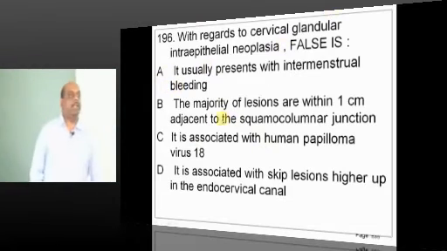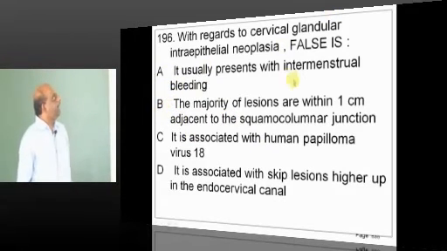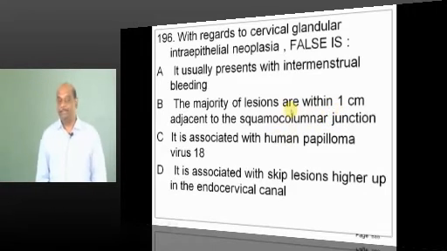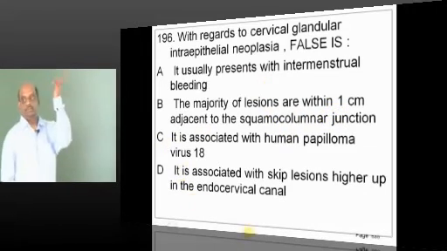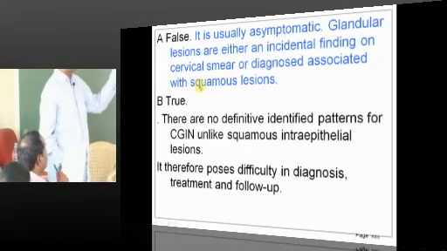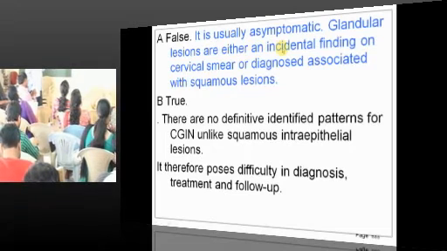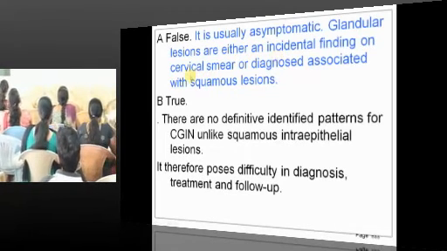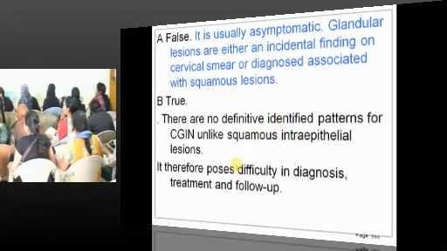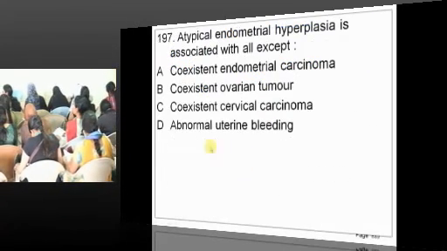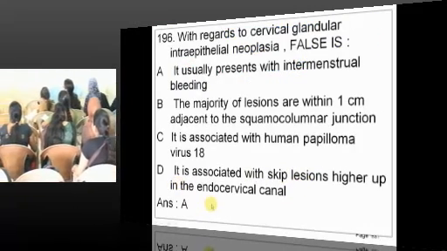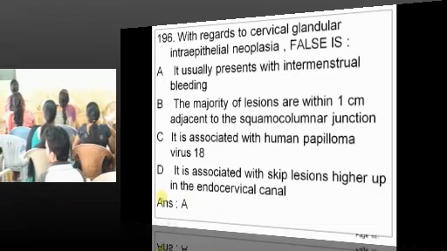Now, cervical glandular intraepithelial neoplasia, what is wrong about it? One confident answer? It is usually asymptomatic. Glandular lesions are either an incidental finding or diagnosed along with squamous lesions, unlike the squamous intraepithelial lesions. Why not? D. D you want to say? D or C? D.